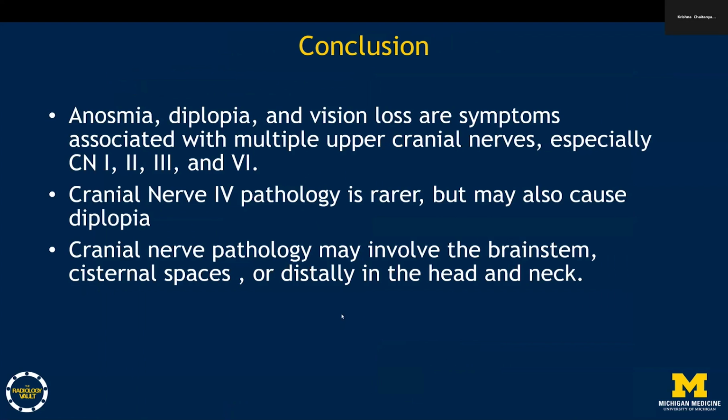So in conclusion, anosmia, diplopia, and vision loss are symptoms associated with multiple upper cranial nerves, especially nerves 1, 2, 3, and 6. Cranial nerve 4 pathology is rarer, but may also cause diplopia. And cranial nerve pathology may involve the brainstem, cisternal spaces, or distally in the head and neck.